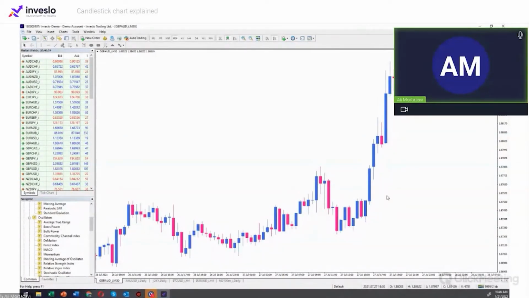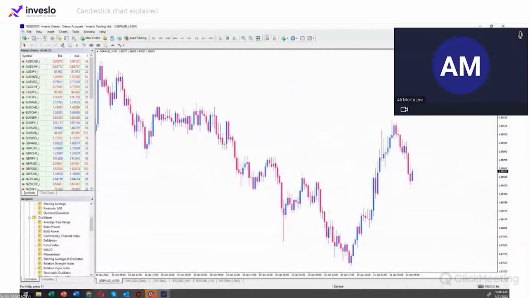For example, using this with the Fibonacci levels or the support and resistance levels. To learn how to analyze the market, first of all, we need to understand the concept of the market psychology behind each candlestick.